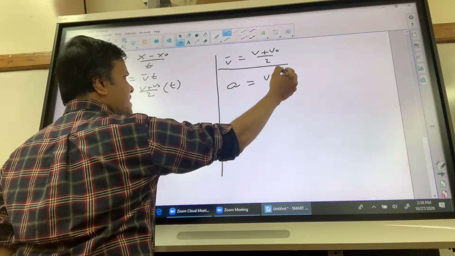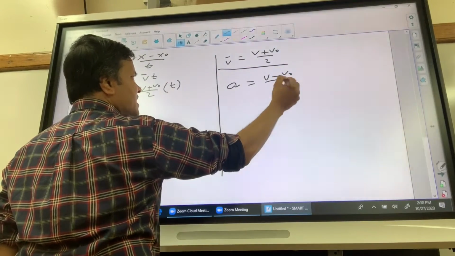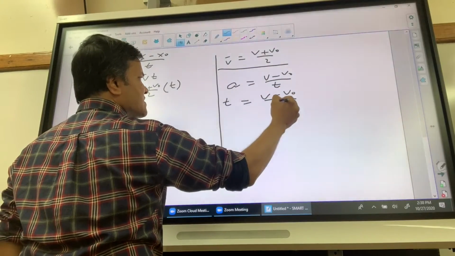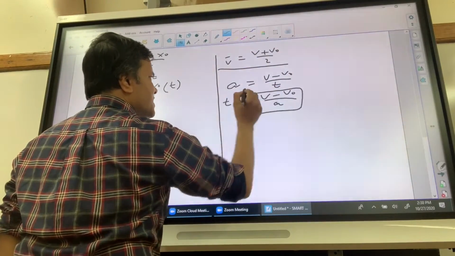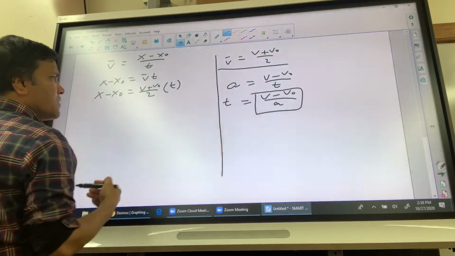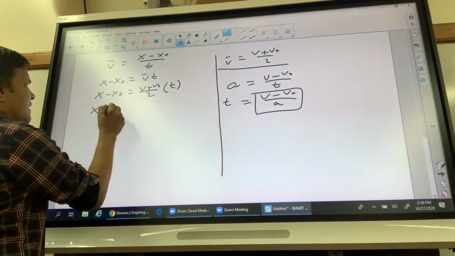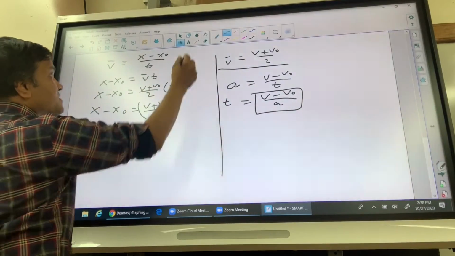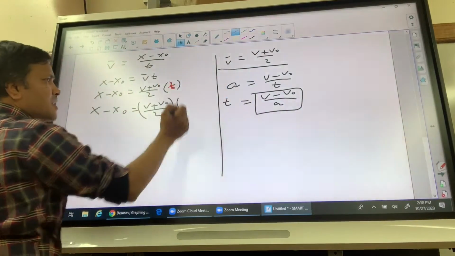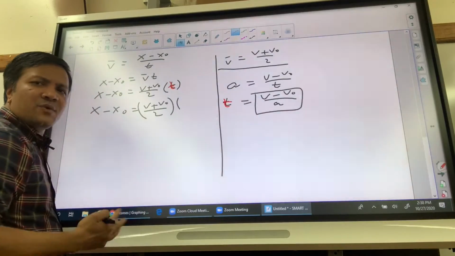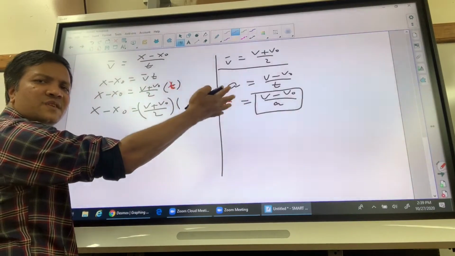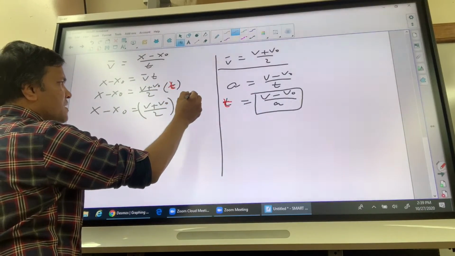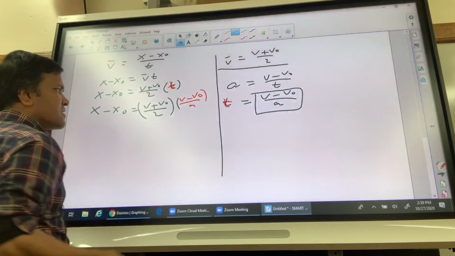Acceleration is v minus v naught over t. So then t should be v minus v naught over acceleration. So I'm going to replace t by v minus v naught over acceleration. So v plus v naught over 2 times t. Now I'm going to replace this t by this t. And what is this t? This t is v minus v naught over acceleration. Let's replace this t by v minus v naught over acceleration.